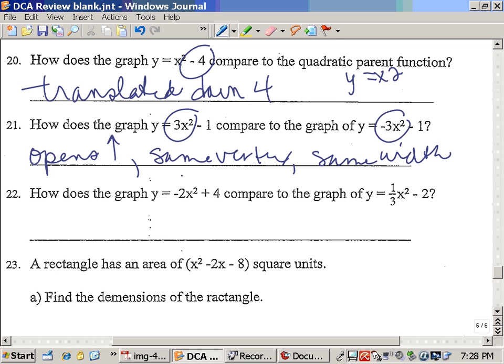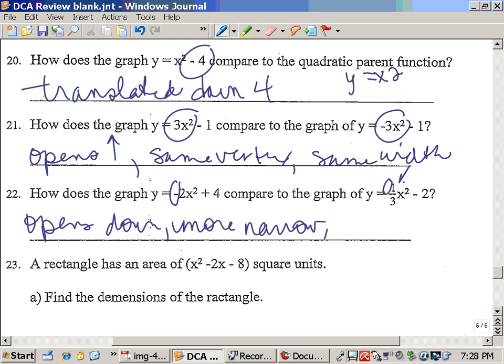22, first of all, we're going to compare the up or down. The first graph opens down. It is more narrow. Do you remember that the fractions are a little bit wider? And this one is plus 4, and this one is minus 2. So it is translated up 6.